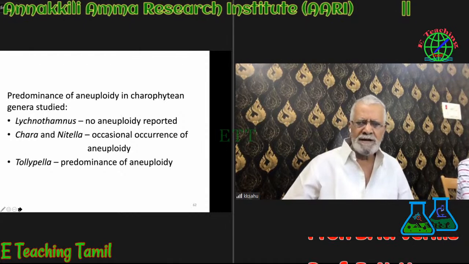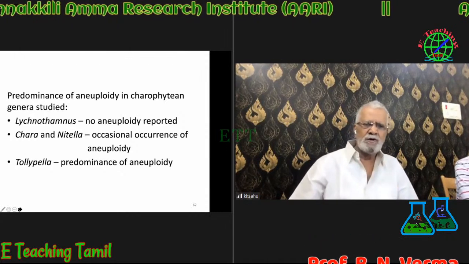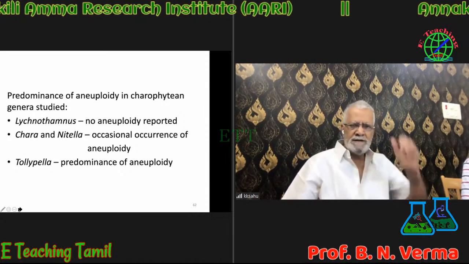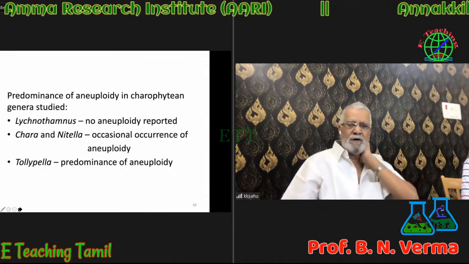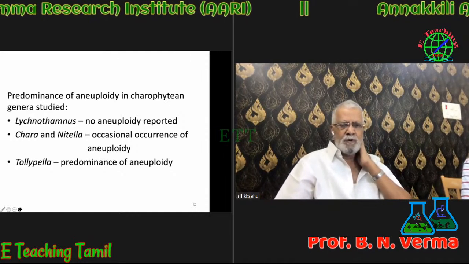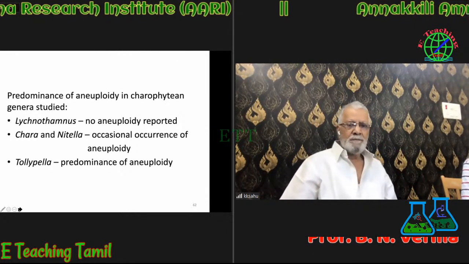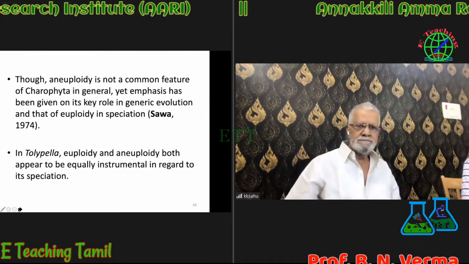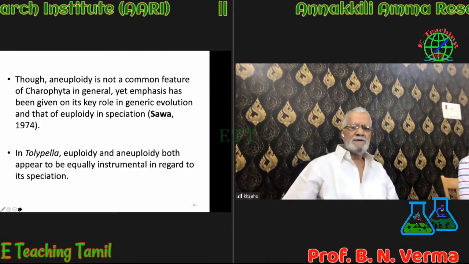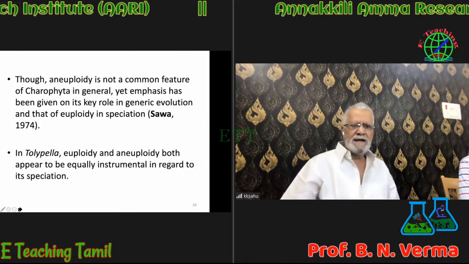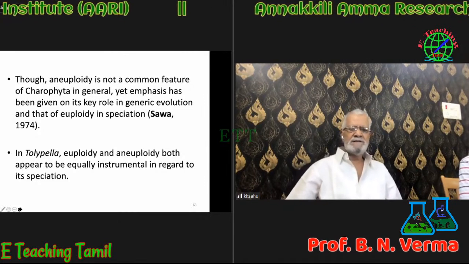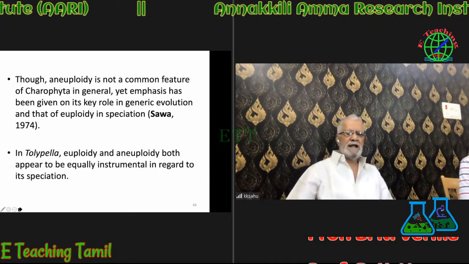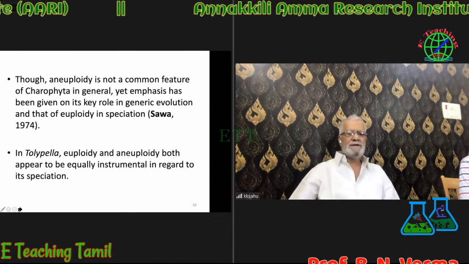Predominance of euploidy in Charophyta: as I told you, Nitellopsis has no aneuploid or polyploid reported. Chara and Nitella have occasional occurrence of aneuploidy, and Tolypella has predominance of aneuploidy. Though aneuploidy is not a common feature of Charophyta in general, emphasis has been given to its key role in generic evolution and that of euploidy in speciation.